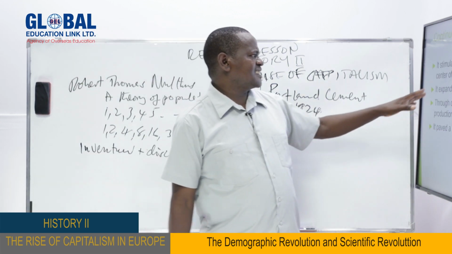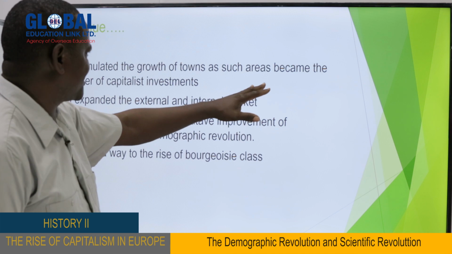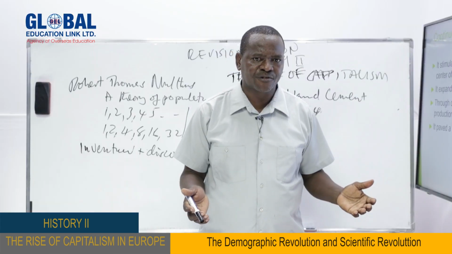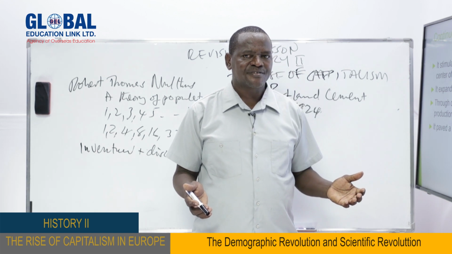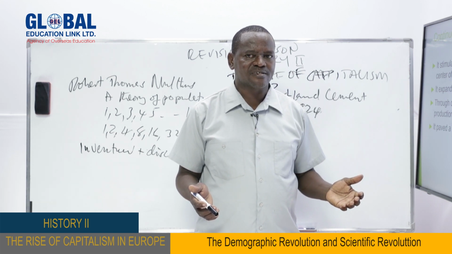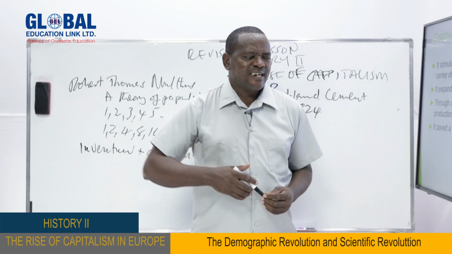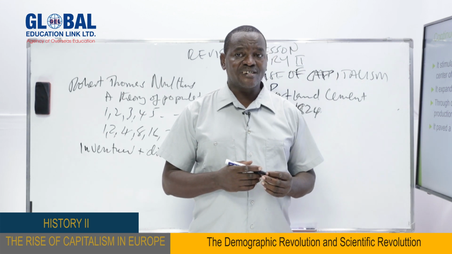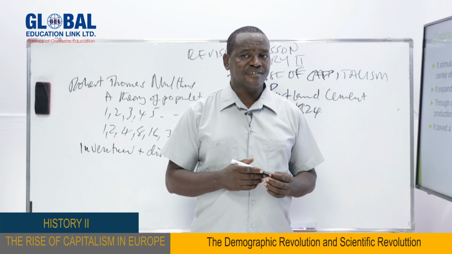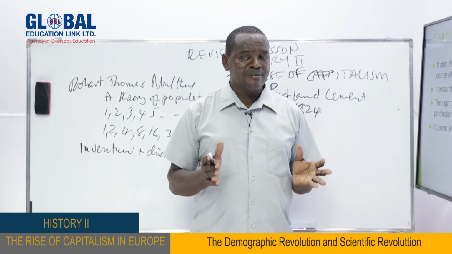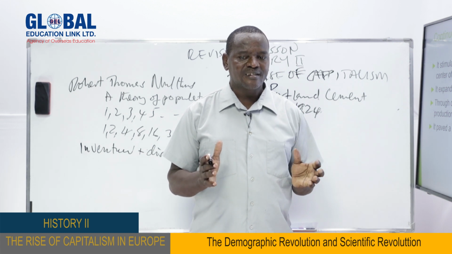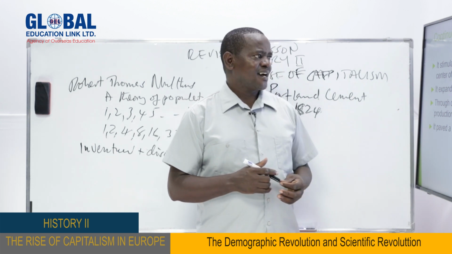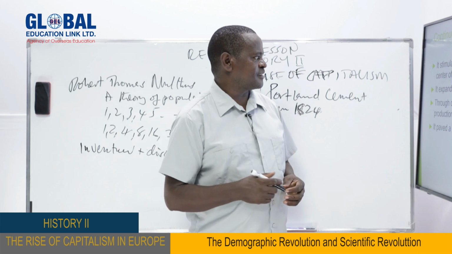My dear students, another thing is it stimulated the growth of towns; such areas became centers for capitalist investment. Why? As we have said earlier, the development of science and technology contributed to industrialization. Some people went there and started to establish their own workshops. A place which used to have just a small number of people started to grow and become a very big center, and so attracted a lot of capitalists who came to invest in that area.